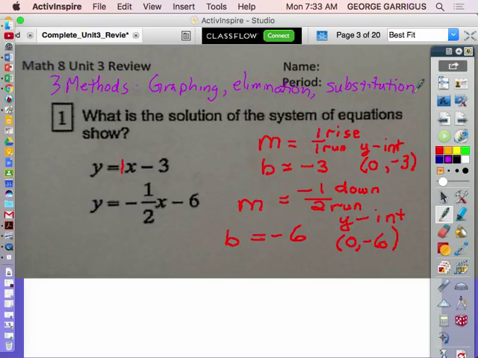These lines are in slope-intercept form. So the slope is the coefficient in front of the variable. In this case, on line 1, the slope is 1. The y-intercept is -3. So you would start your graph at 0, -3. Line 2 has a slope of -1/2 and begins with the y-intercept -6.